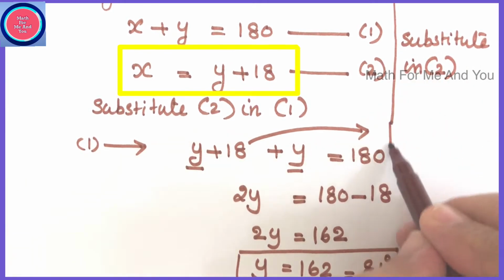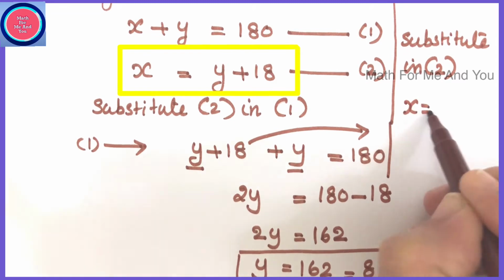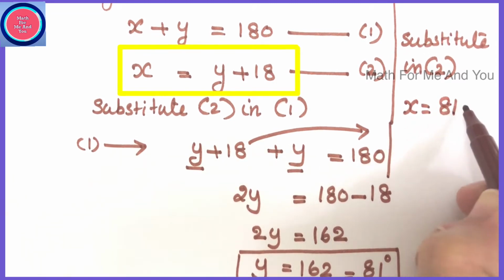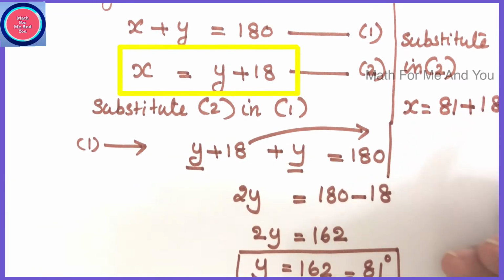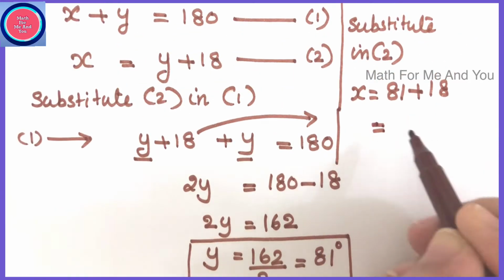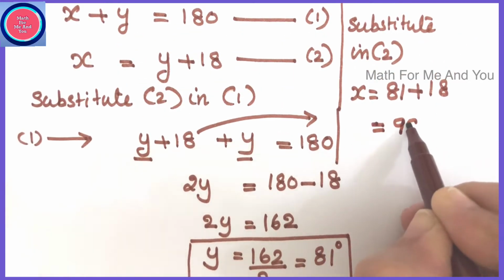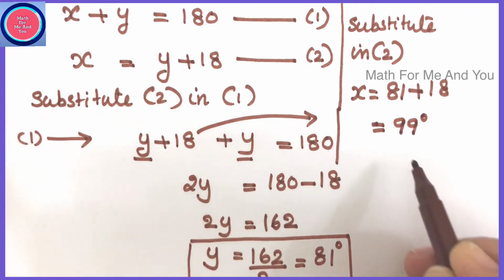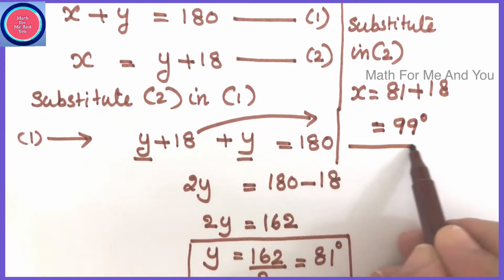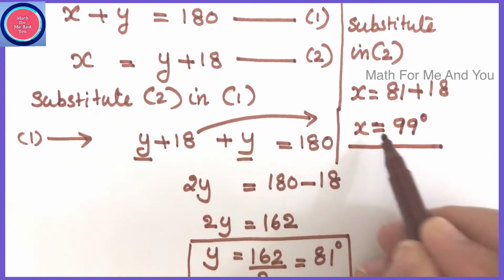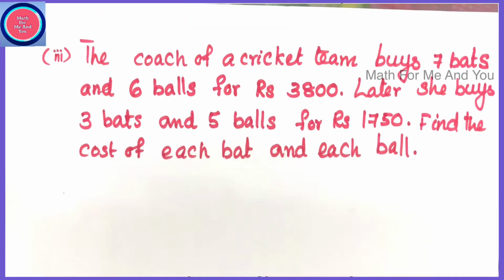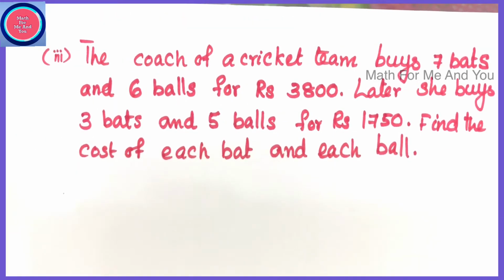Equation number 2 is x equals y plus 18. That means x is equal to 81 plus 18, because y is 81. 81 plus 18, how much? It is 99 degrees. Now you can see here the larger angle is 99 degrees and the smaller angle is 81 degrees.